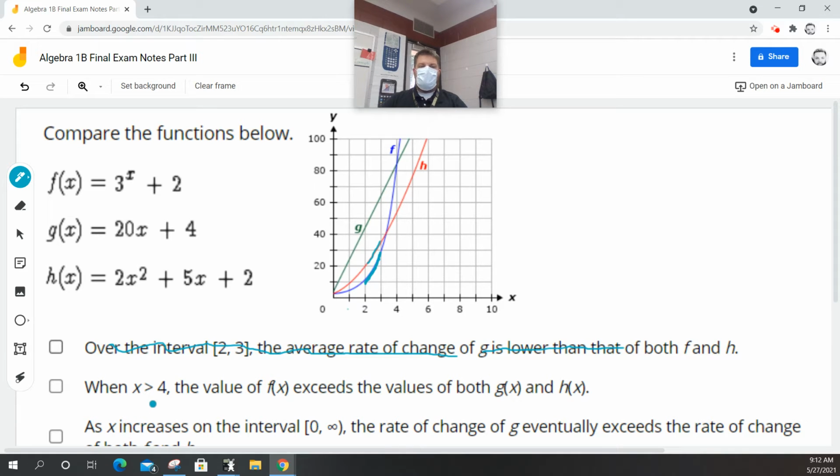The next one says, when X is greater than 4, the value of F exceeds the values of G and H. Yeah, F is higher for sure than G and H. In other words, H doesn't reach when X is greater than 4. Yeah, because this is growing much faster. In other words, if I look at, well, X equals 5, my H value is right here. X equals 5, my G value is right here, but F is going to be way up here off the chart. So that one is actually true.